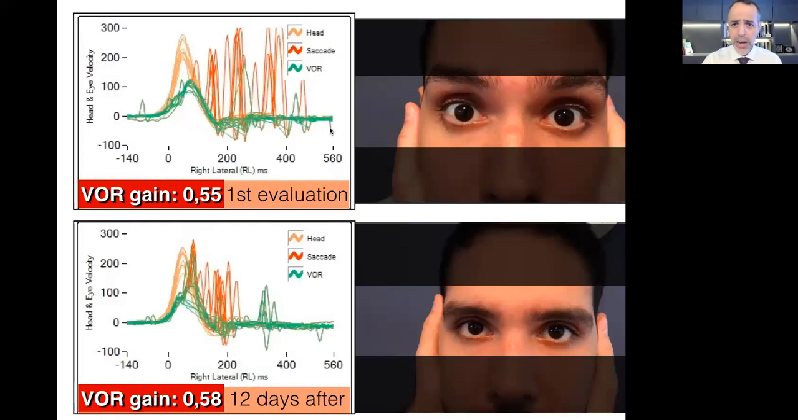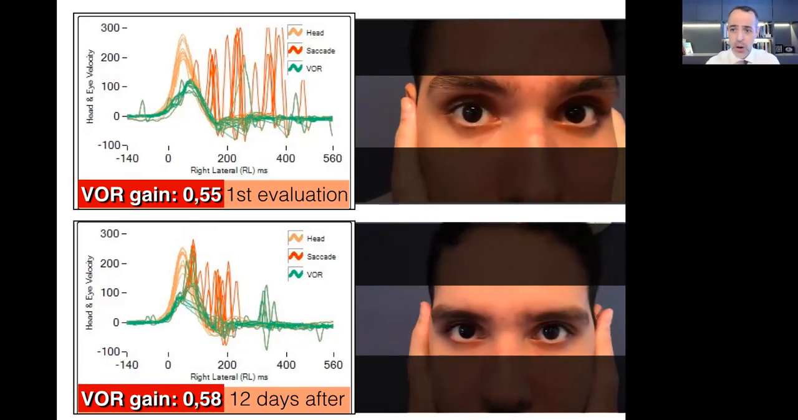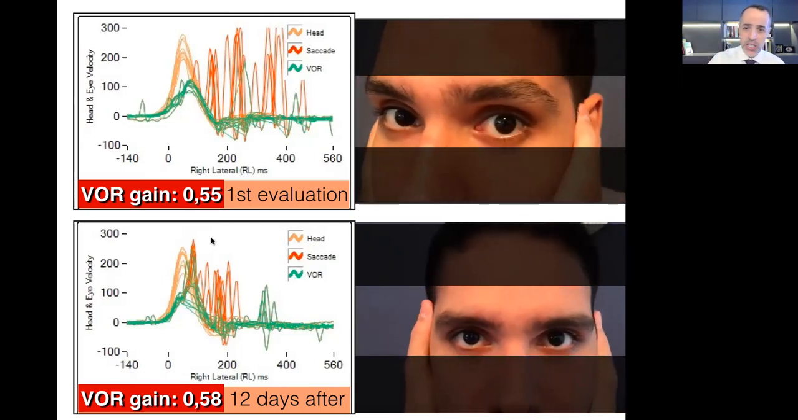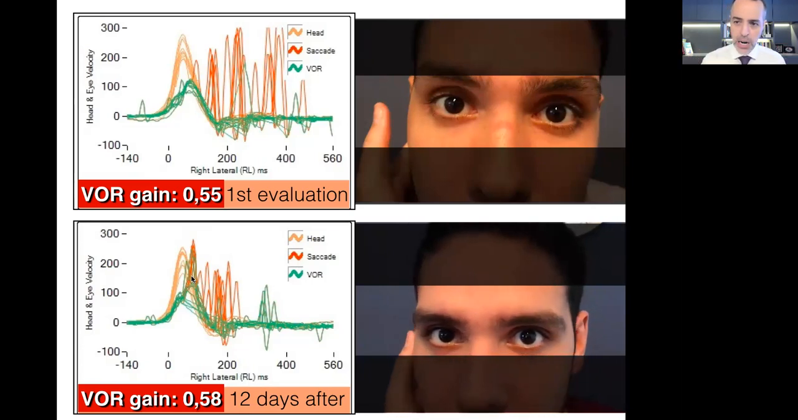So look at that. The patient on the onset day had a VOR gain of 0.5. After 12 days, the patient was much better, but the gain was still pretty bad, like 0.5. But the saccades were absolutely different. On the first day, the saccades were pretty much scattering, with lots of overt saccades. And after 12 days, the saccades were gathering and became much more covert. So it's an example of how, as you compensate, the saccades change.